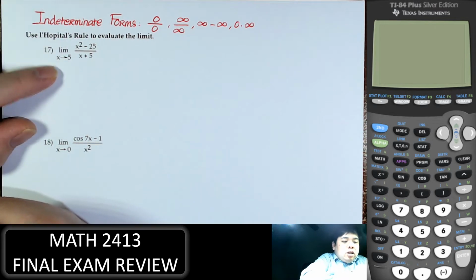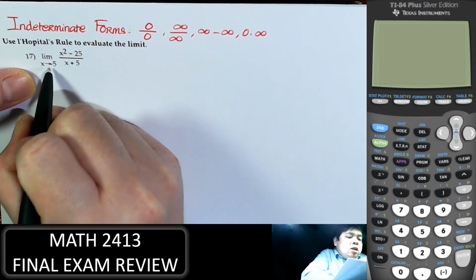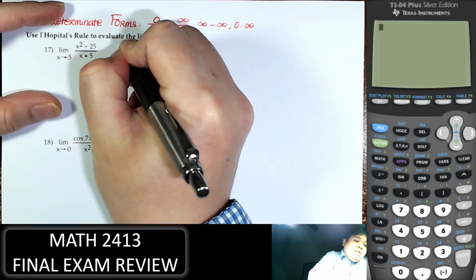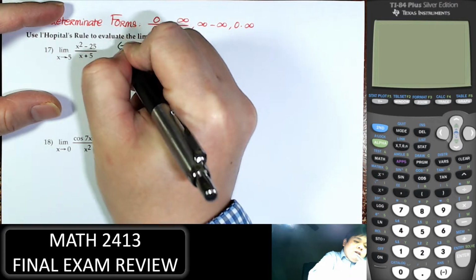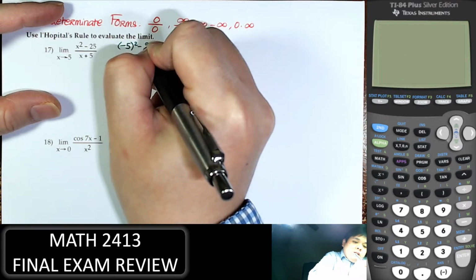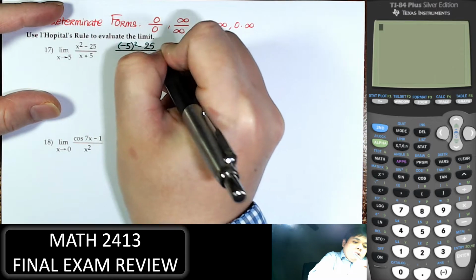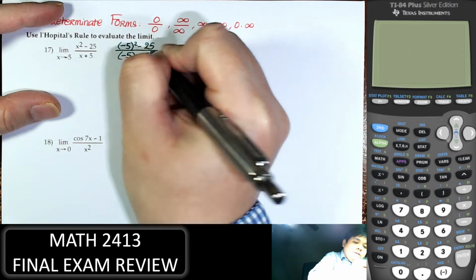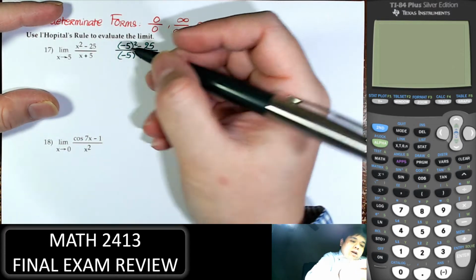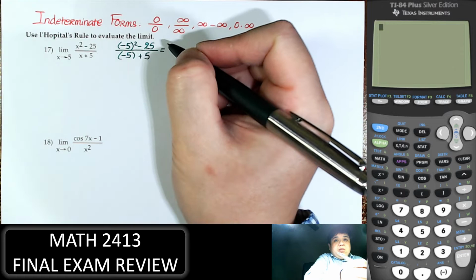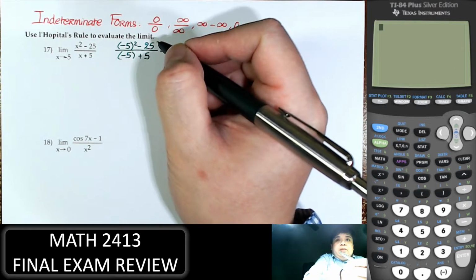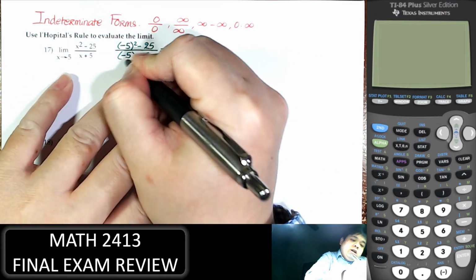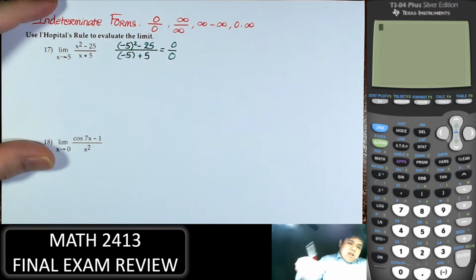Alright, so first thing, by the way, I think this is going to -5 and not 5. So first thing, always put the number into x, and see if it is a number that is defined, then that will be the limit. We make them equal. So 25 minus 25 is 0, 0 over 0. So this is indeterminate.